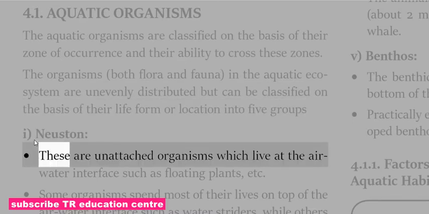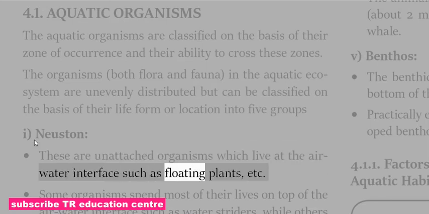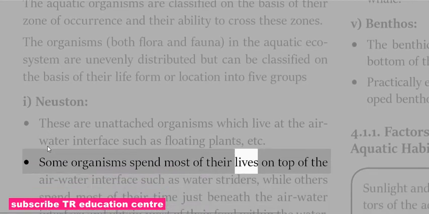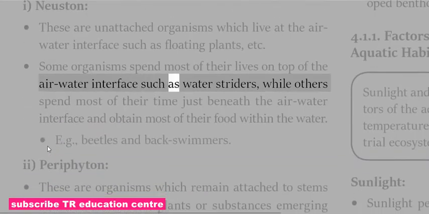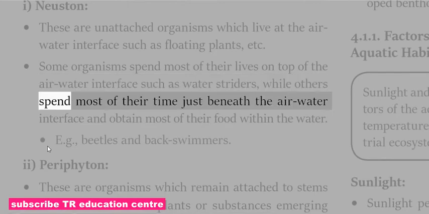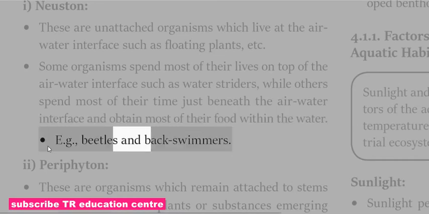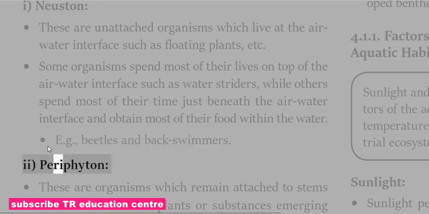1. Neuston. These are unattached organisms which live at the air-water interface, such as floating plants. Some organisms spend most of their lives on top of the air-water interface, such as water striders, while others spend most of their time just beneath the air-water interface and obtain most of their food within the water. E.g., beetles and backswimmers.